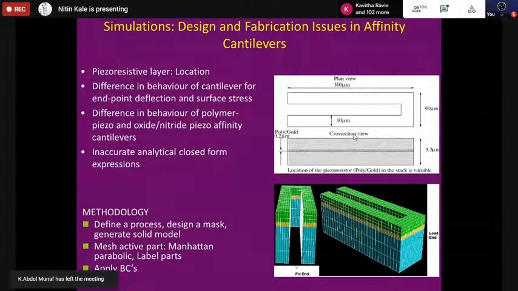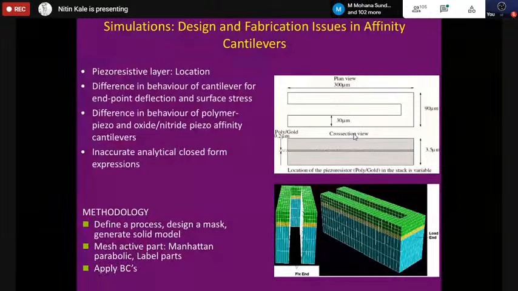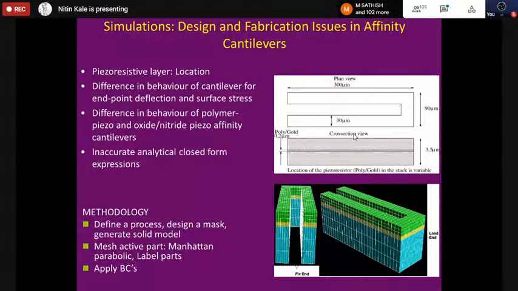So let's say you have deposited materials, you have investigated material properties, you want to build a structure, but before that you want to do some simulations. So the tool that I had used for simulation was CoventorWare. There are other tools as well. For example, I think COMSOL is there. That's a good tool. There are more as well. Even ANSYS also does some good simulations.